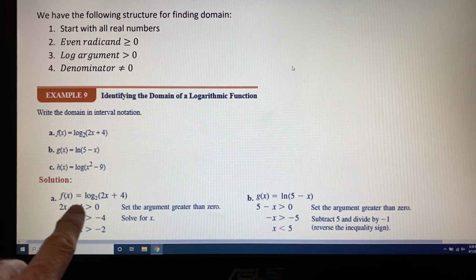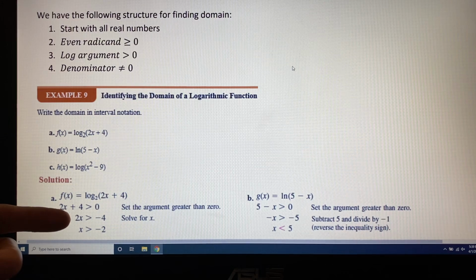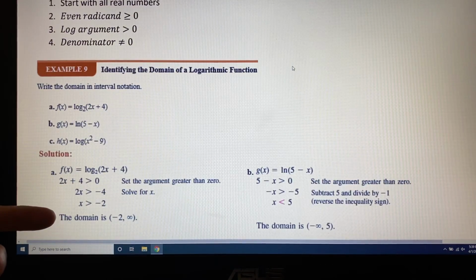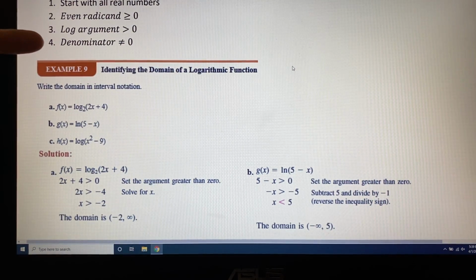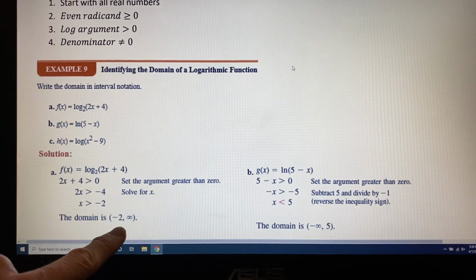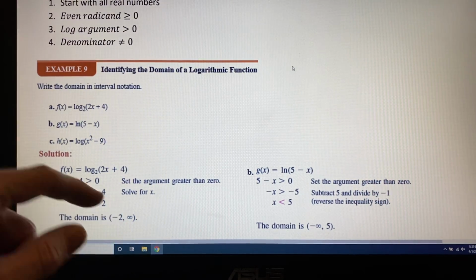So we take the 2x plus 4 and we set it to be greater than 0 and solve for x. Subtracting 4 on both sides gives us 2x is greater than 4. Dividing by 2 on both sides gives us x is greater than 2. So our domain is negative 2 to infinity. The reason why we don't have to do step 4 is because we don't have any denominators for this particular function. So parenthesis negative 2 comma infinity and parenthesis is our final answer.